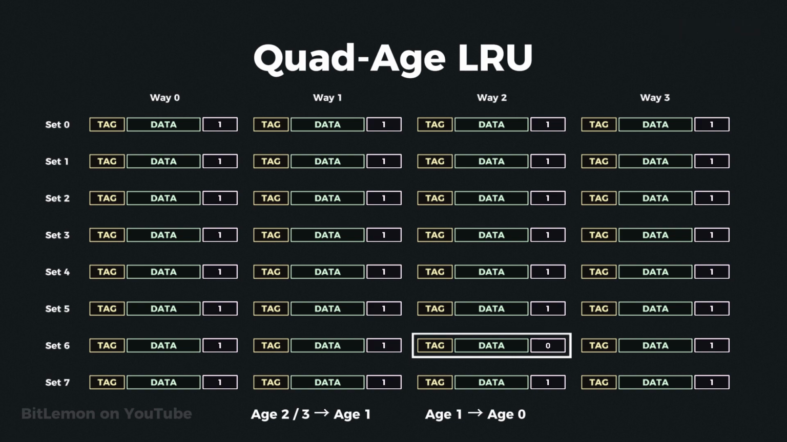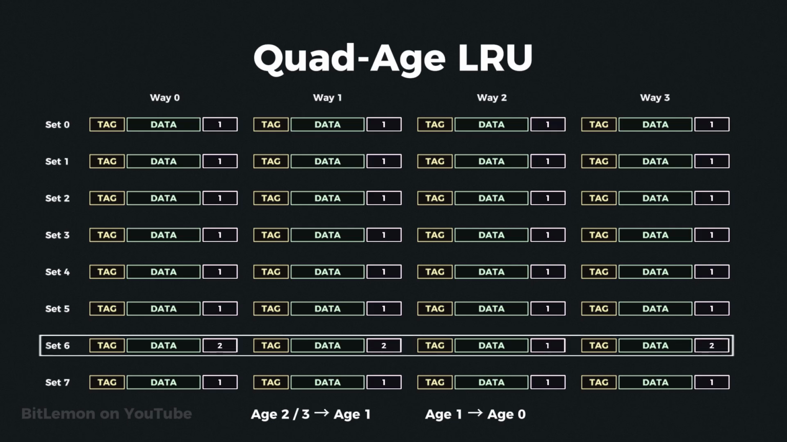If, after an access, hit or miss, there are no lines with an age of 3, the ages of all lines are increased by 1. This process is repeated until a cache line with an age of 3 is found. Upon a cache miss, the first cache line with an age of 3 is evicted, the new data is written, and the age is updated to 1.